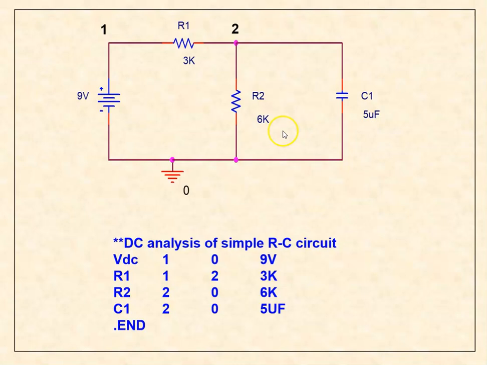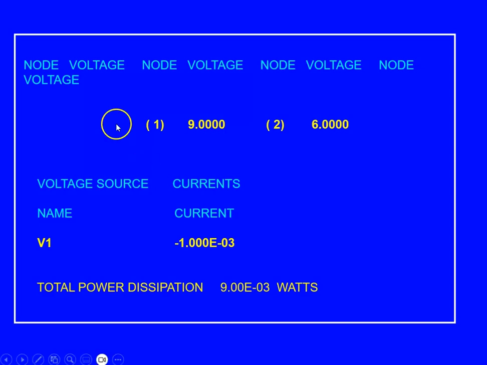Then there is a capacitor C1, which is between the second node and the 0th node, and its value is 5 microfarad. Micro is denoted by the letter U. Then the end of the circuit, .END. If we run this program, it will do the DC analysis, and the output window will look like this. First is the node name, then the voltage at the node: for node 1 the voltage is 9 volt, for node 2 the voltage is 6 volt.